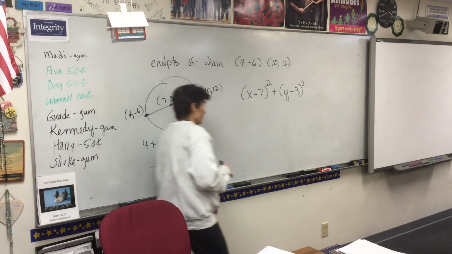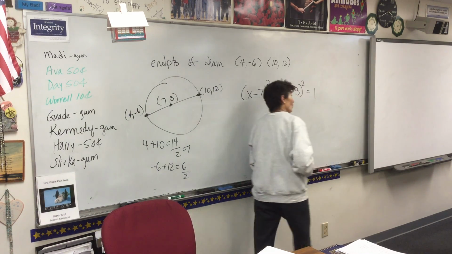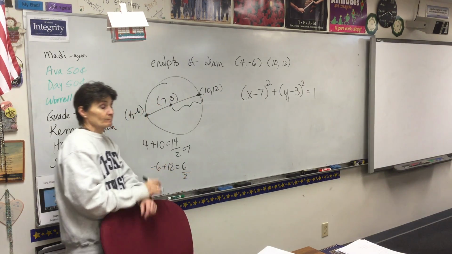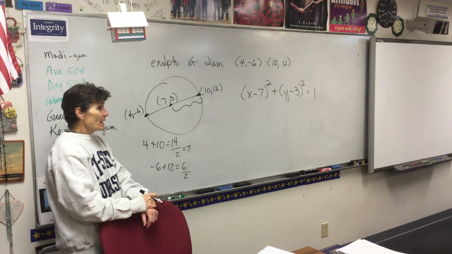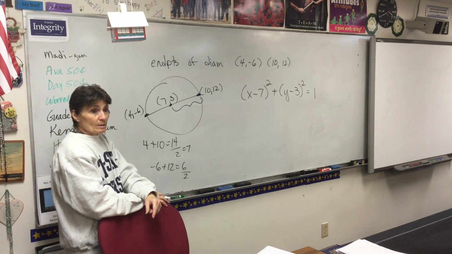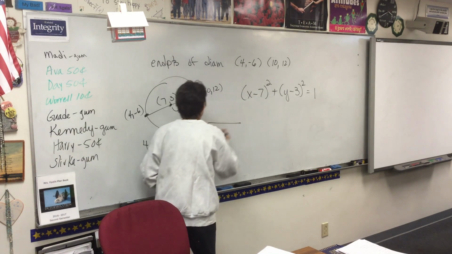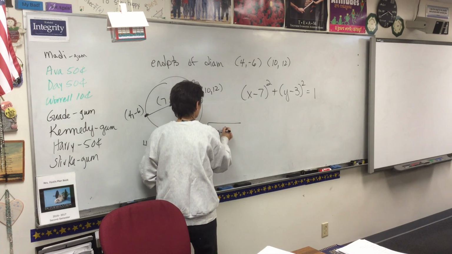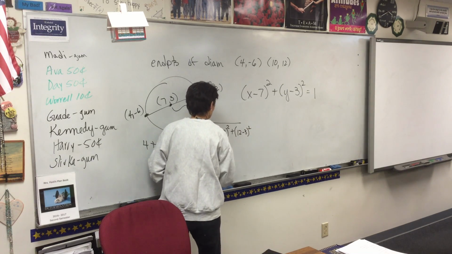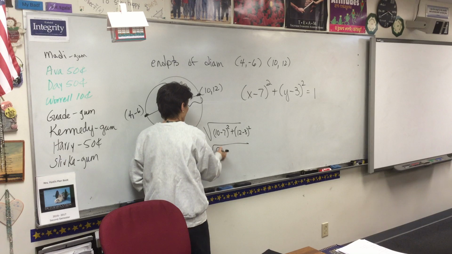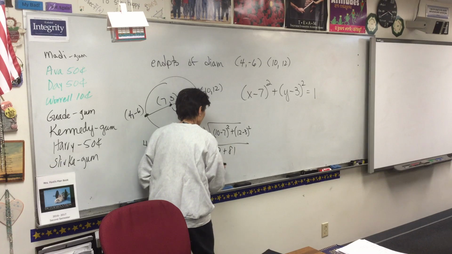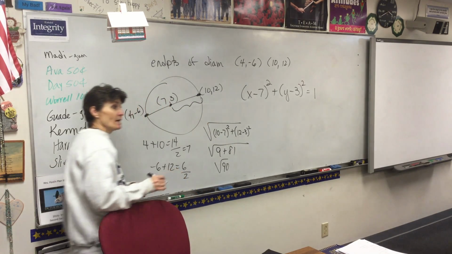Now, that has to equal something. Well, in order to find the something that it equals, I need to know the radius. And the radius is simply the distance between these 2 points. So I'll do my distance formula. 10 minus 7 squared, 12 minus 3 squared. So 10 minus 7 squared is 9. 12 minus 3 squared is 81. So I get the square root of 90.